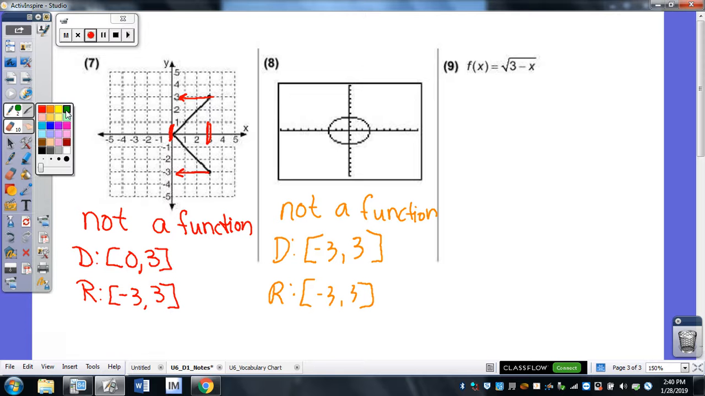All right, last one. Type that in your calculator. Look at the graph of it. Take a look at it. Graph it. You can't tell me it's not a function. Maybe you should think again.